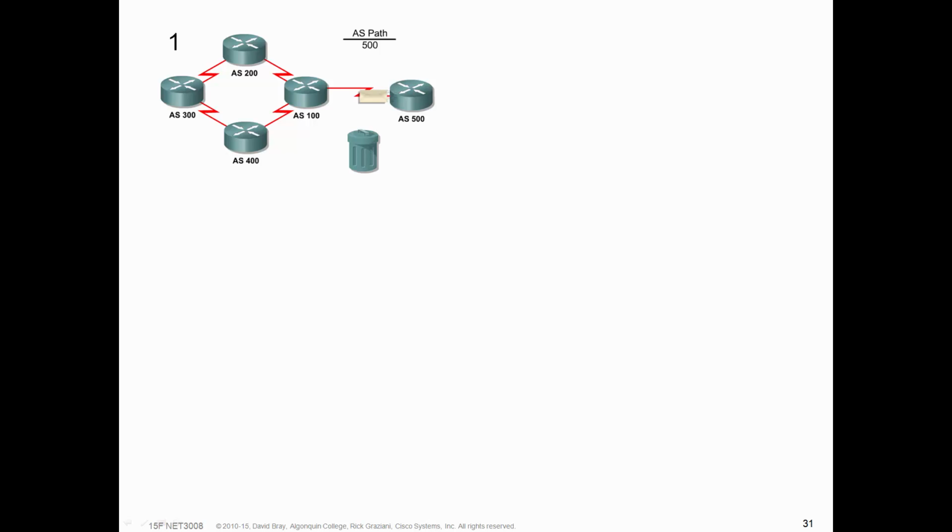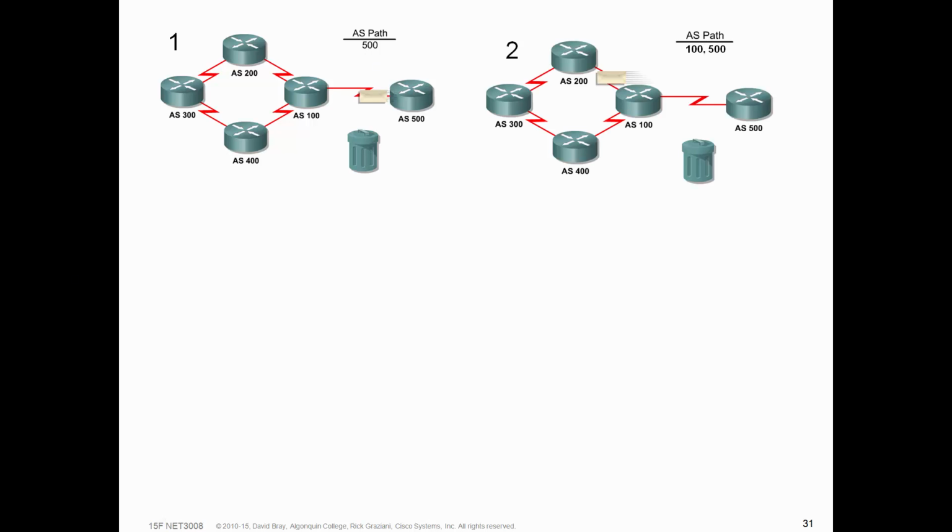Here's another example. Let's say we start off at AS 500 here, and AS 500 advertises a path to some destination, we're not saying where in this case, to AS 100. So when that first advertisement happens, the AS path with that route will be 500. Then, as AS 100 advertises upwards to AS 200, it prepends its AS number to the path. And so now you can see the path is 100, 500.